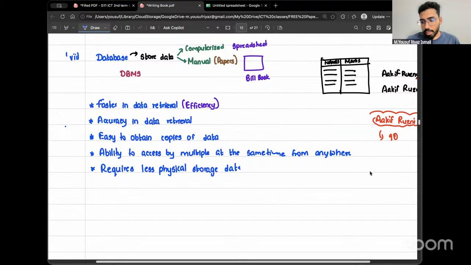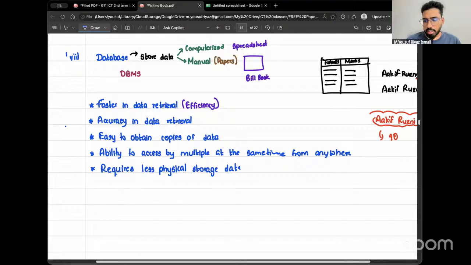Specific data are quickly located and found. That's basically easy to retrieve data. So both are the same, you get the marks. What is more convenient? The answer is half. What about doesn't require large physical space? Yeah, that's what requires less physical storage space. So yeah, I answered all of your questions.